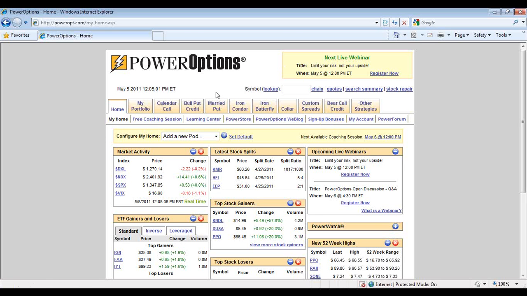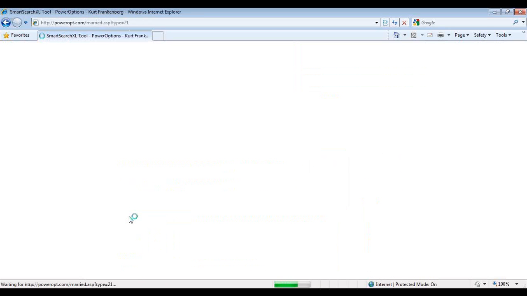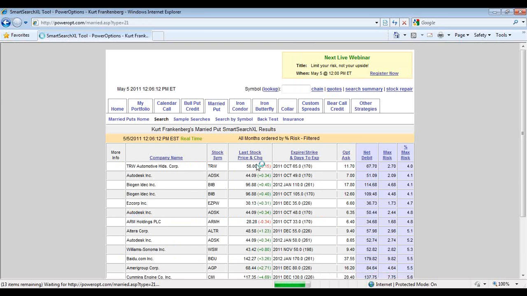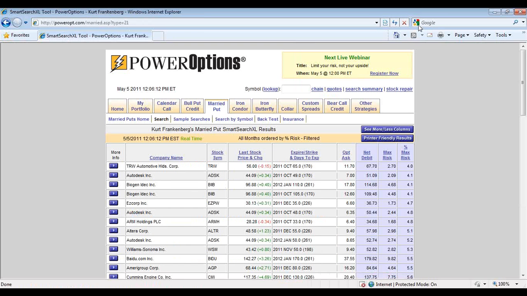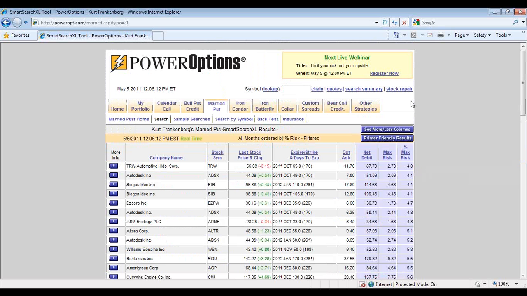Well, let's go over to the married put, and I'm just going to do a search, and this is going to be real fast. I mean, look how quick I'm doing this, folks. This is amazing. And it pulls up a bunch of stocks that are on my list, the types of things that I like to trade. Right over here on the default, it says radioactive. There's other types of lists that you might use, or you can put in your own settings. But as a Power Options customer, I've got it real good.